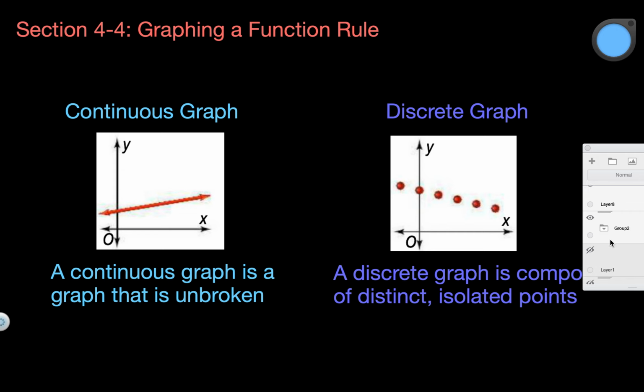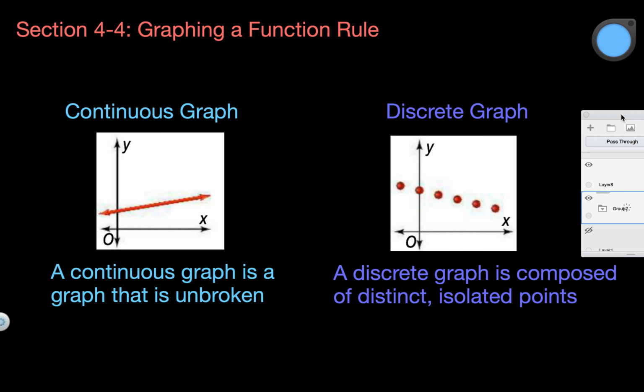Okay. So next up we have continuous versus discrete graphs. So a continuous graph is something that continues, okay? So basically, the way that I like to remember this is it says that it's a graph that's unbroken. If you are on your paper and you can draw a line without picking your pencil up, that is a continuous graph. On the other hand, a discrete graph is little points, distinct or isolated points. So you have to draw a point, pick up your pencil, move it over, and draw another point. That is a discrete graph.